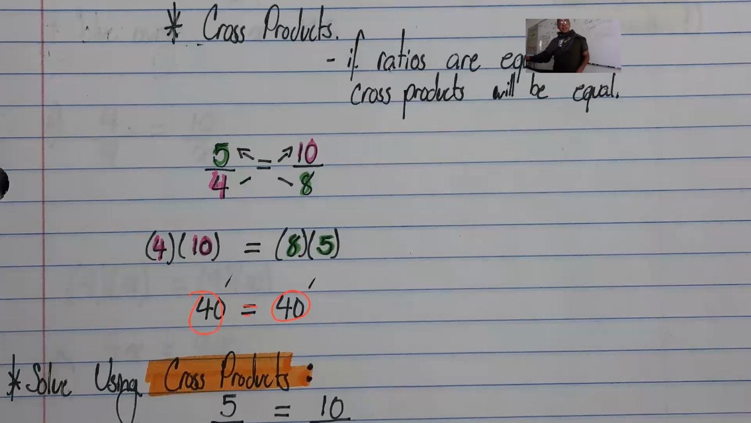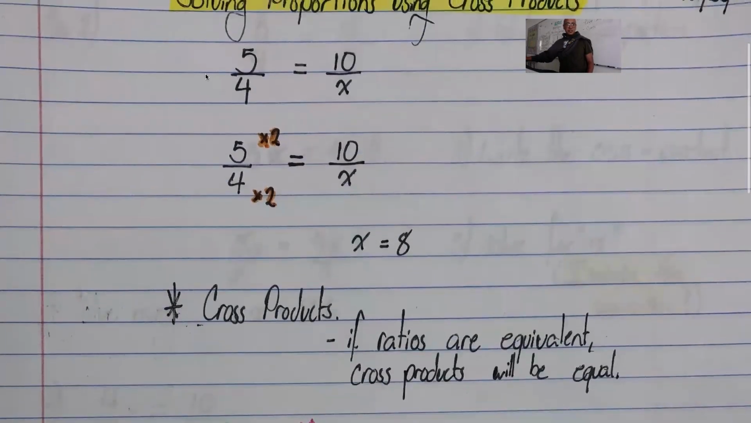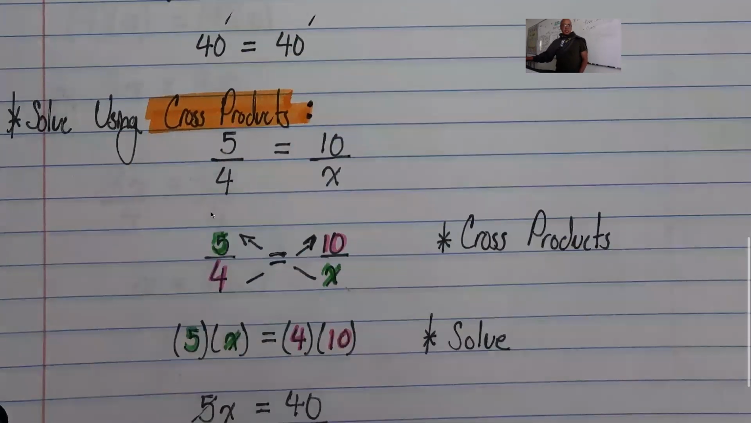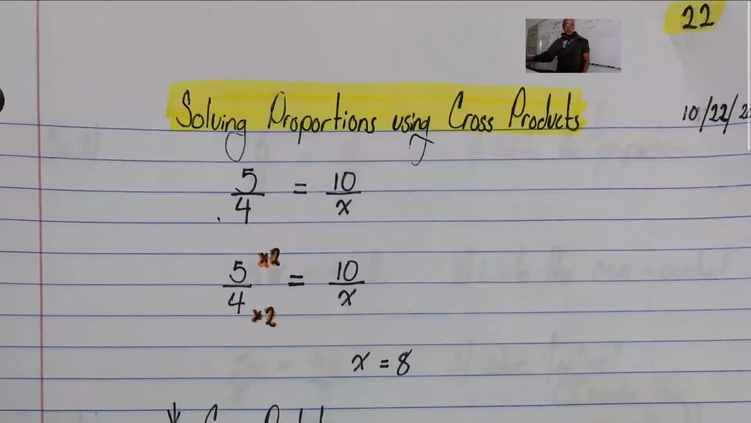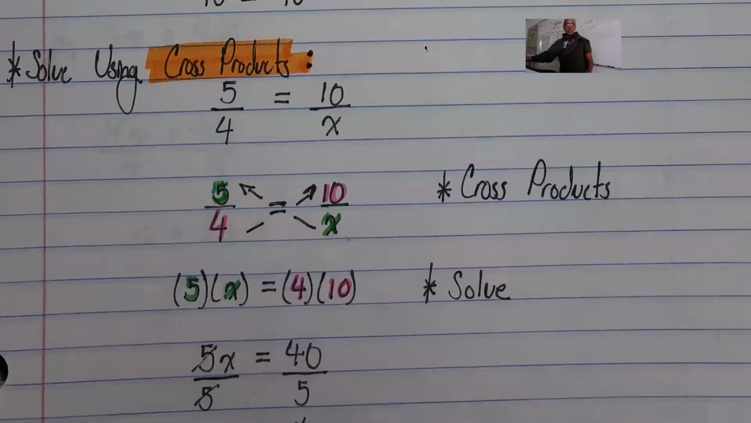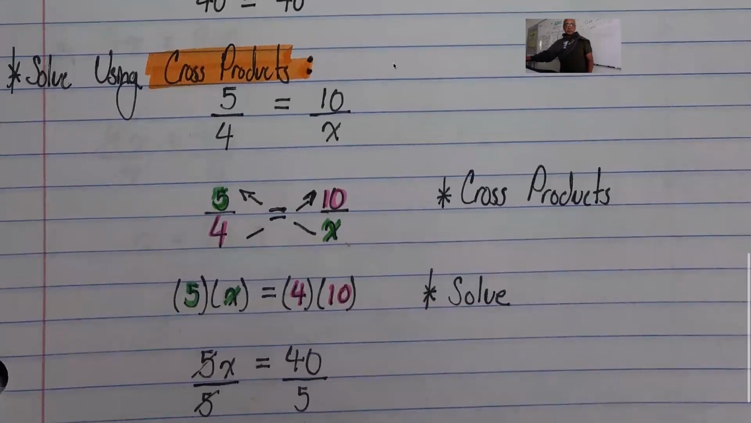Well, ladies and gentlemen, we can actually take this process that we just did right here to find the missing variable, find the missing part. Let me show you. So let's start from the very beginning. Same exact problem that we had up here. So 5/4 is equal to 10 over x. And the way that we're going to solve this, ladies and gentlemen, is we're going to use the cross products. We're going to cross multiply. All right, so let me go ahead and make an equation.